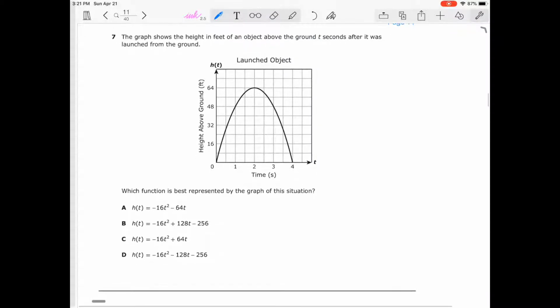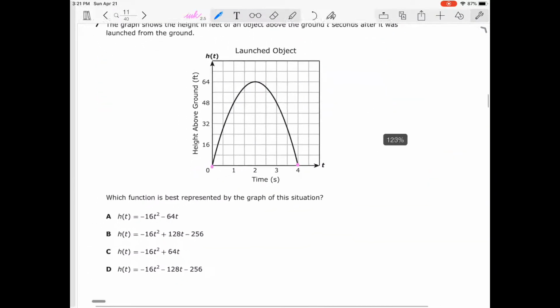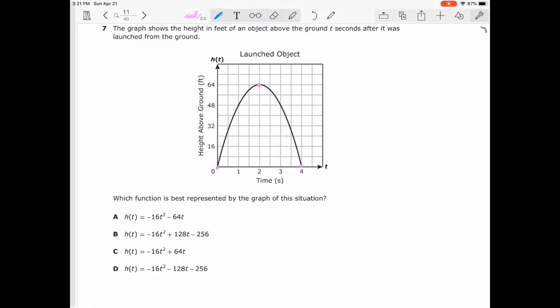There's a couple ways that you can approach this problem. For me, we know that we have zeros of the graph. We have 4 and 0. So we could talk about that. We also know the vertex. We know our vertex is at the point (2, 64).